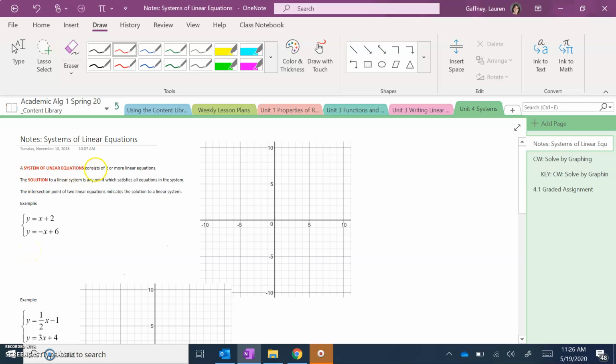So a system of linear equations consists of two or more linear equations. We're only going to focus on two. The solution is any point that satisfies all equations. So that would be the intersection point when we graph them.